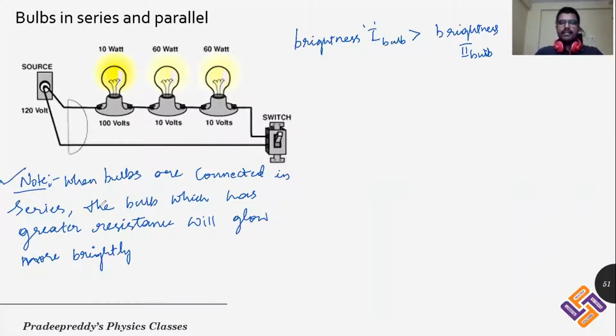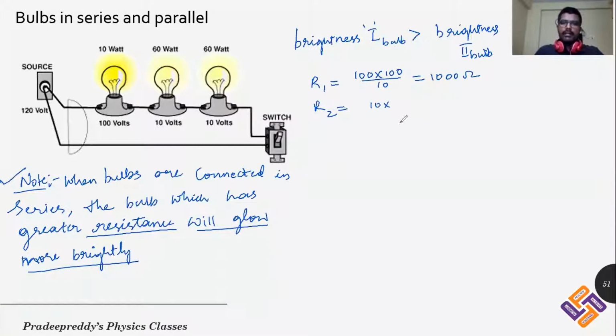When bulbs are connected in series, the bulb which has greater resistance will glow more brightly. And here resistance R1, you can calculate it as 100 into 100 divided by 10, which gives you 1000. R2 is equal to 10 into 10 divided by 60. This is 2 5s 10, 2 3s 6, which is 3 1s 3. Remainder is 2, 1.66 ohm. R3 is also equal to 1.66 ohm.